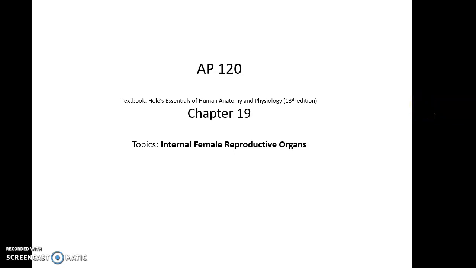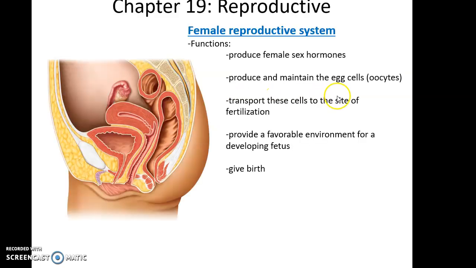AP 120, Chapter 19, Topics: Internal Female Reproductive Organs.